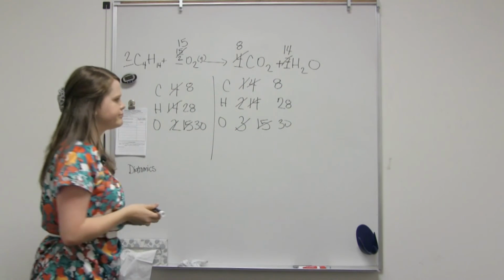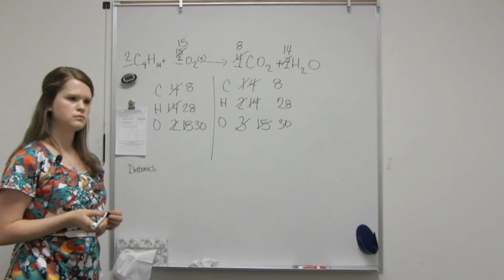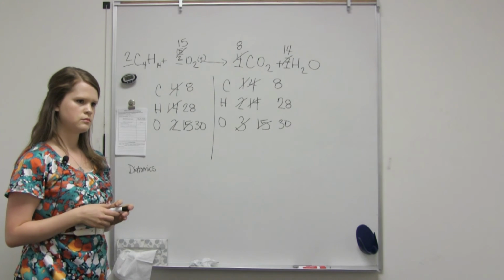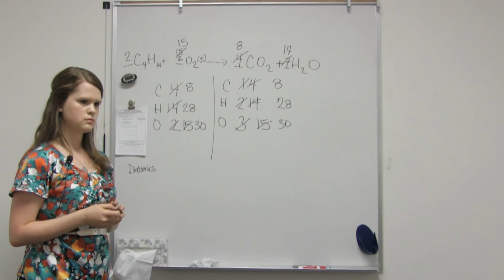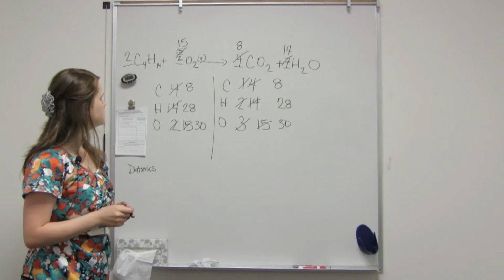So when there's an even number, you just put the same number on the other side, right? And then you multiply everything by the subscript of that.